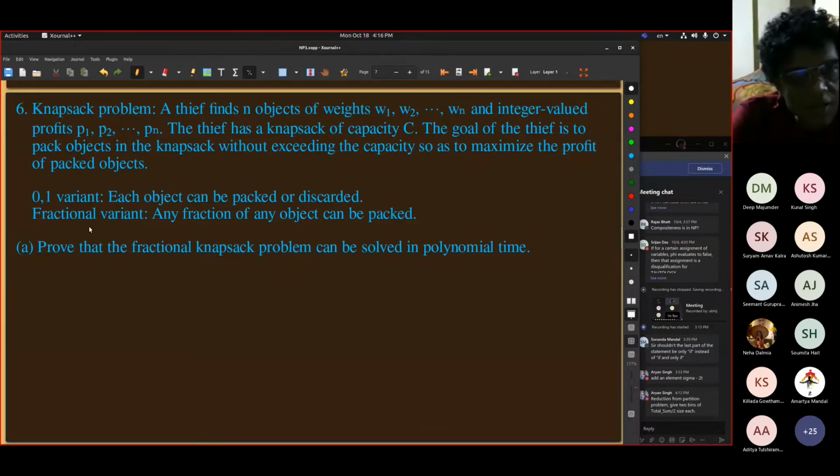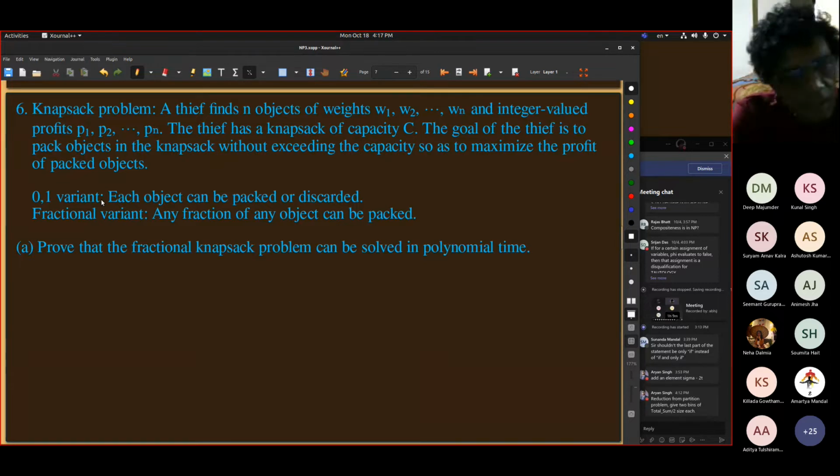And there is something called a fractional variant. So for example, the objects may be something like milk, sugar, or rice. So you can take any fraction of that object. It's not a question of taking the entire bowl of rice, but you can take some amount of it, whatever you want. So this is called the fractional variant. This is called the fractional knapsack problem. This is called the 0-1 or the binary knapsack problem.